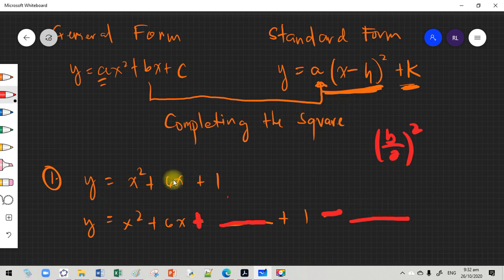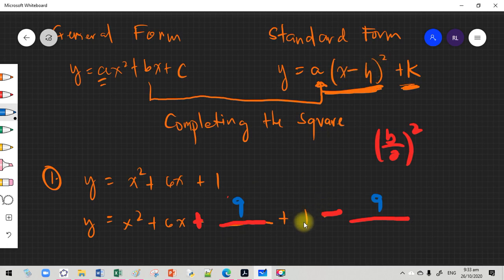Now our b is 6. If we divide that by 2, that becomes 3. If we square that, that becomes 9. So that becomes plus 9, and minus 9. Why is it plus 9 then subtract 9? The plus 9 here makes this portion a perfect square trinomial, the x squared plus 6x plus 9, so that we can factor it like this.